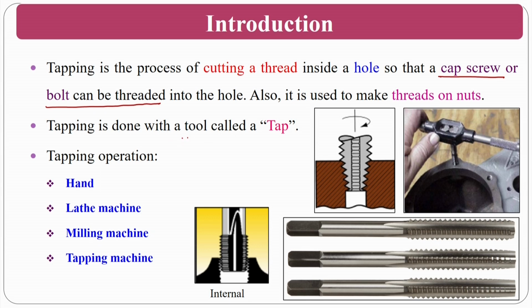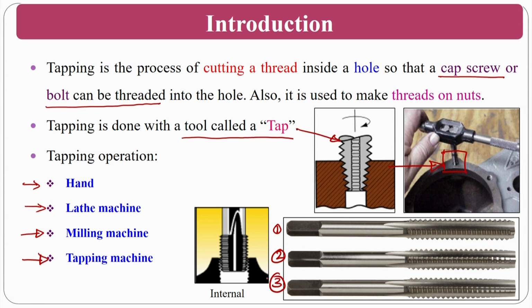Tapping is done with a tool which is called a tap. You can see here, this is called a tap. The tapping operation can be done by hand tapping, you can use a lathe machine, a milling machine, and a tapping machine also. There are 3 varieties of taps you can get, and the tap is used for internal as well as external threadings. So whatever you are seeing here, this is where the internal threads are generated. At the same time, you can see here 1, 2 and 3, these are the tap sets.